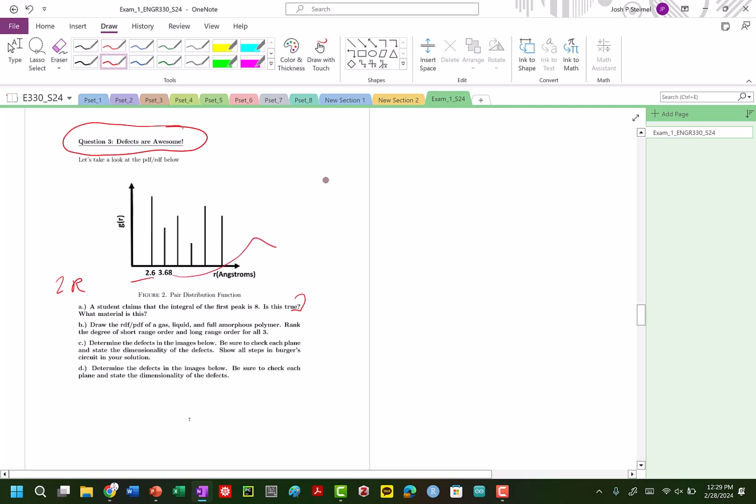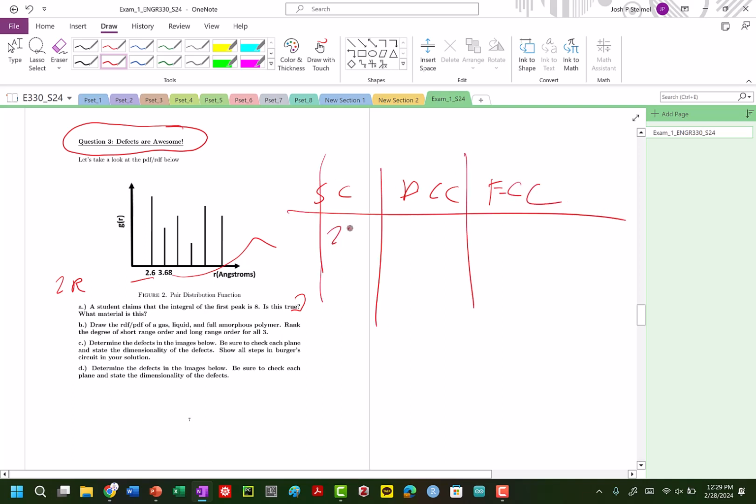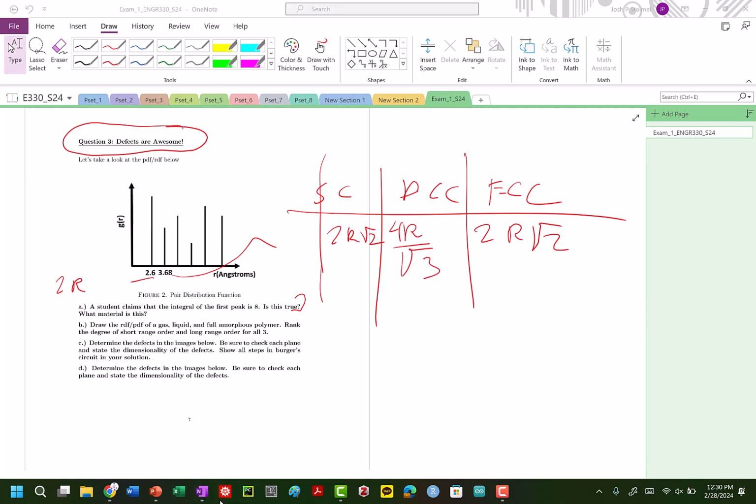This peak, if we're simple cubic or BCC or FCC, that's our second nearest neighbor distance. So for simple cubic, that's going to be 2r root 2. This is going to be 2r root 2 as well for FCC, and then for BCC, it's 4r divided by square root of 3. We are going to pull up Mathematica.